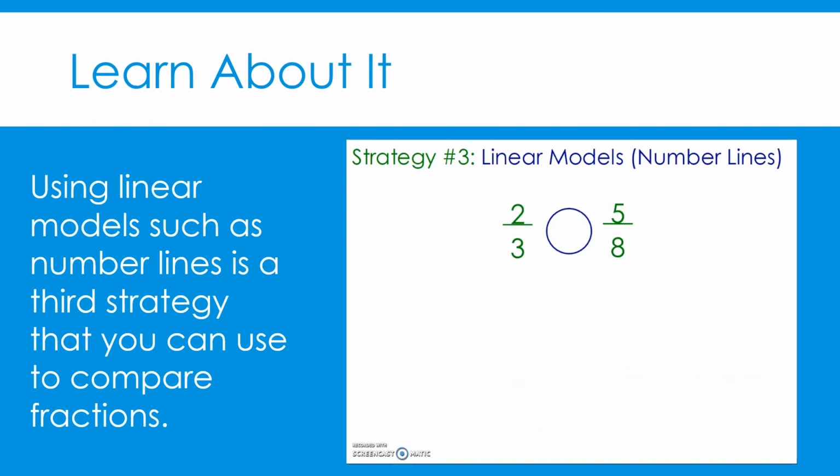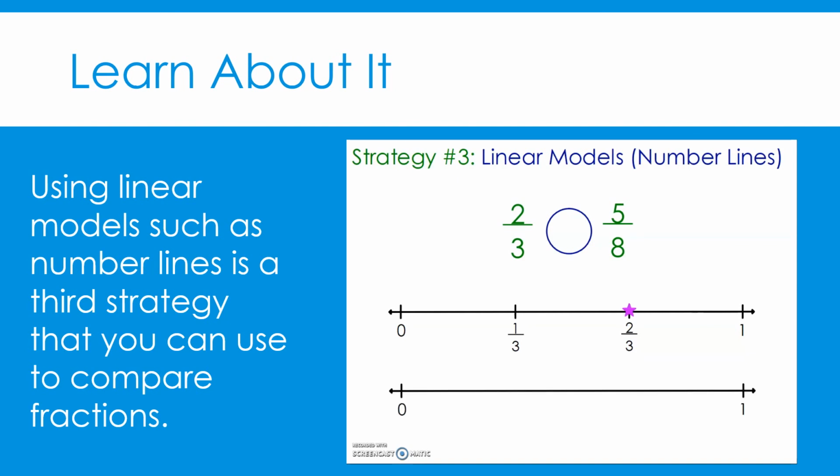Let's compare 2/3 and 5/8. Using the strategy of comparing to the benchmark fraction 1/2 wouldn't be helpful here because both fractions are greater than 1/2. So let's use two number lines to compare them. On the first number line, we'll plot 2/3. Let's split the number line into 3 equal parts. We can then plot 1/3, 2/3, and then 3/3 is equal to 1. We can indicate the location of 2/3 with a star on the number line.